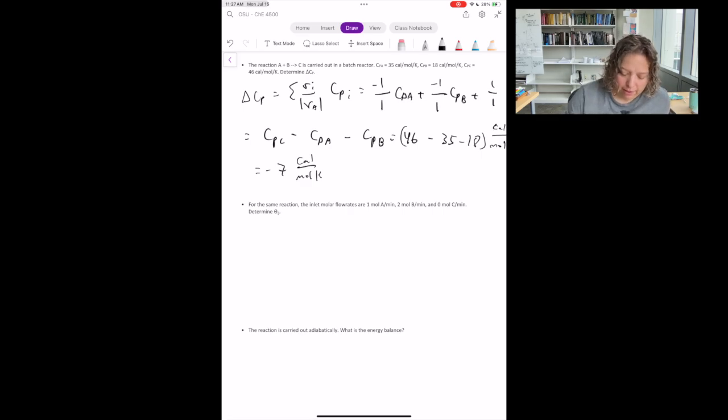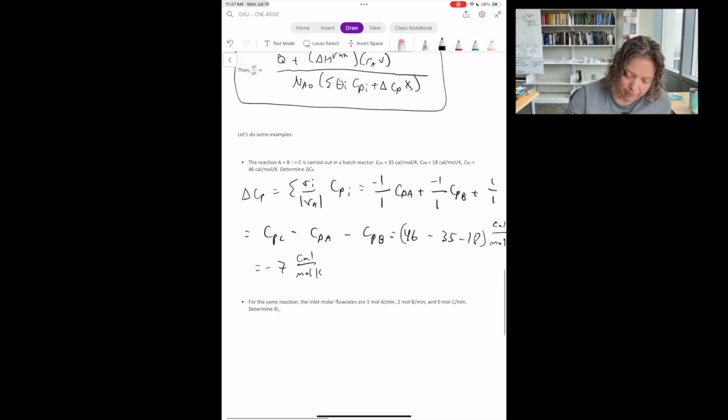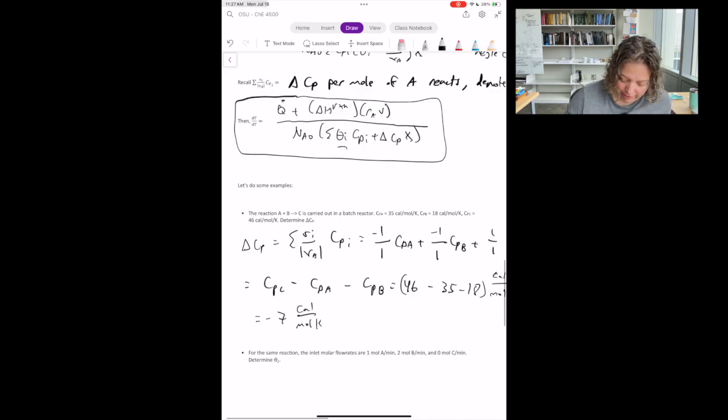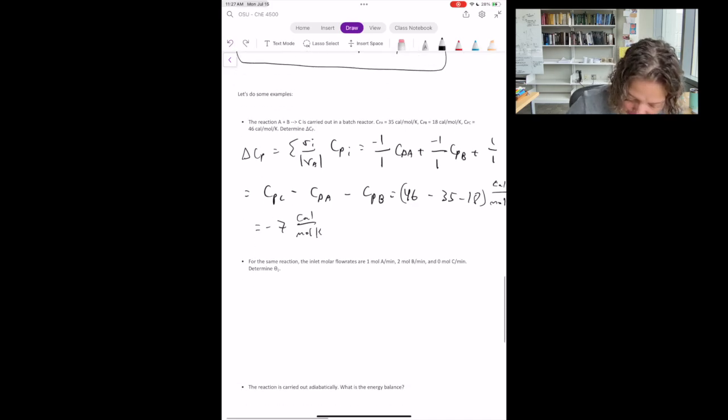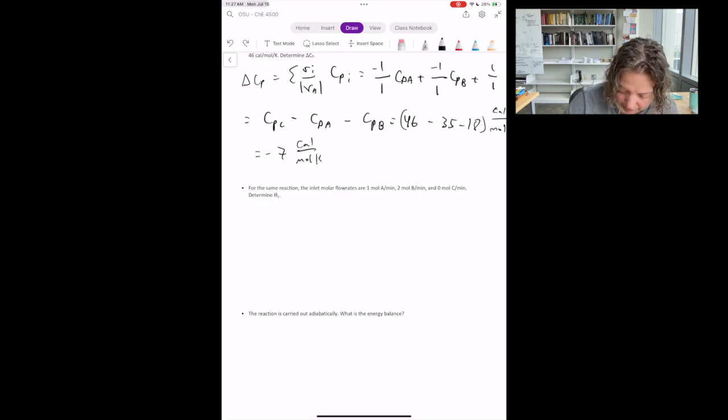Another symbol in here is this theta term. So let's recall how to calculate that. This says, for the same reaction, the inlet molar flow rates are 1 mole of A per minute, 2 moles of B per minute, and 0 moles of C per minute. Let's not do molar flow rates, let's say amounts. And so then let's get rid of these per minute terms. So we initially have 1 mole of A, 2 moles of B, 0 moles of C in our reactor.